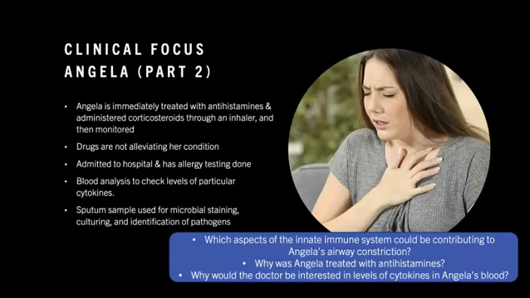So we want to ask ourselves, which aspects of the innate immune system could be contributing to Angela's airway constriction? Why was Angela treated with antihistamines? And lastly, why would the doctor be interested in levels of cytokines in Angela's blood?